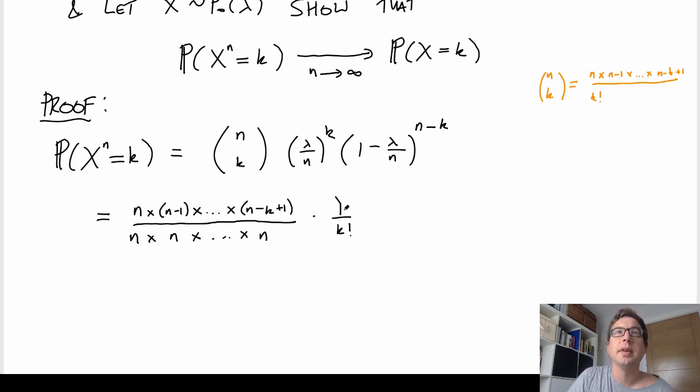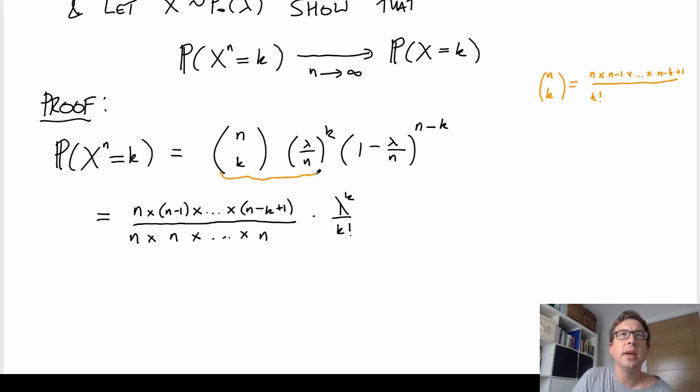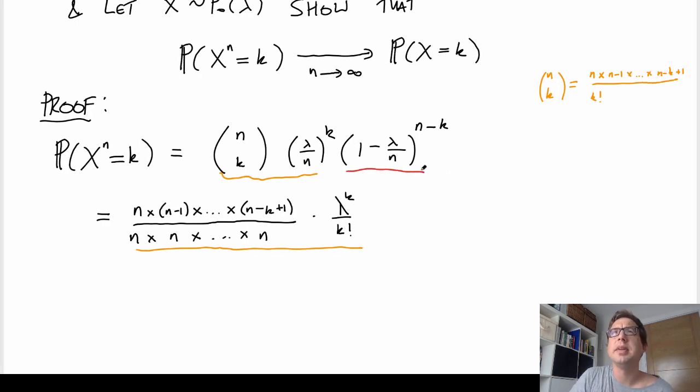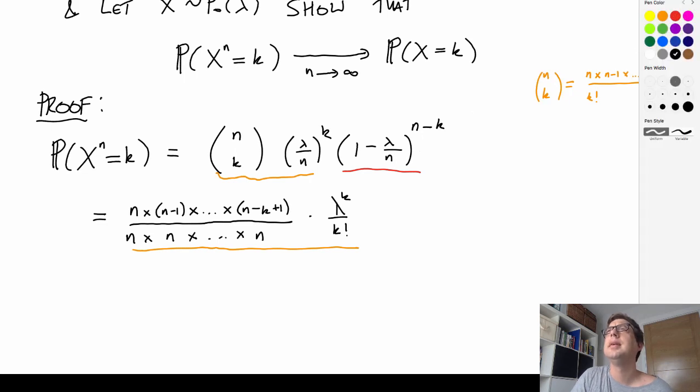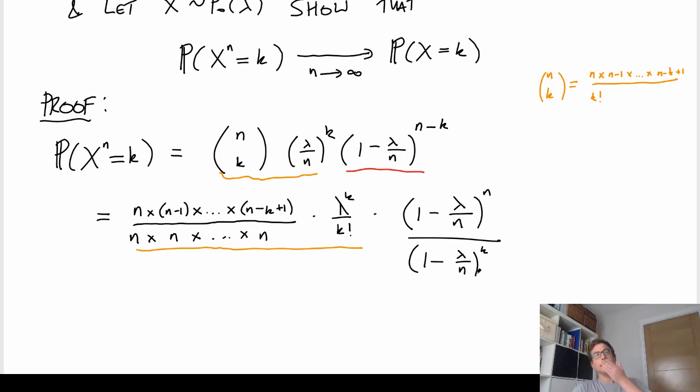And also I've got this lambda to the k as well. So that's just a slightly different way of rewriting all of these terms. And then I'm going to split this other piece up into two parts. I can write this as 1 minus lambda divided by n to the power of n, divided by 1 minus lambda divided by n to the power of k.